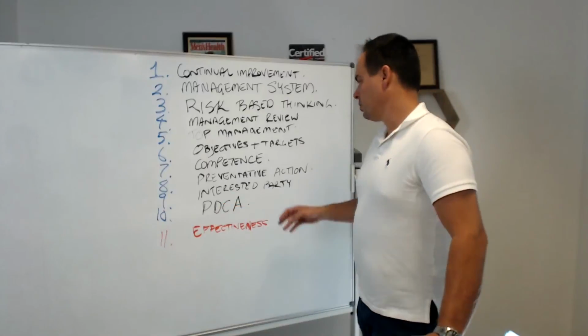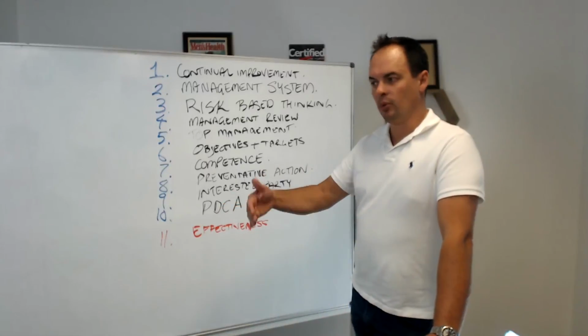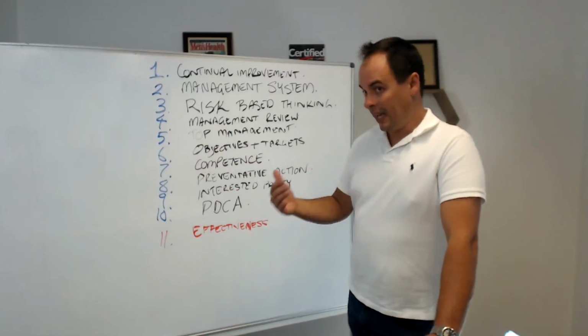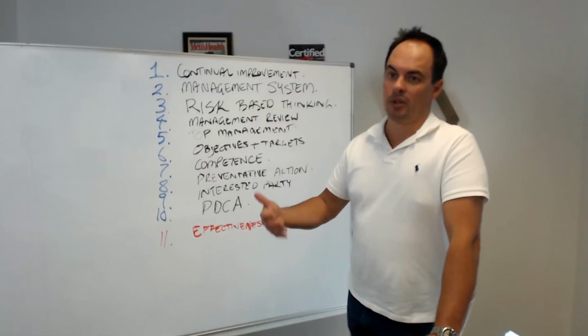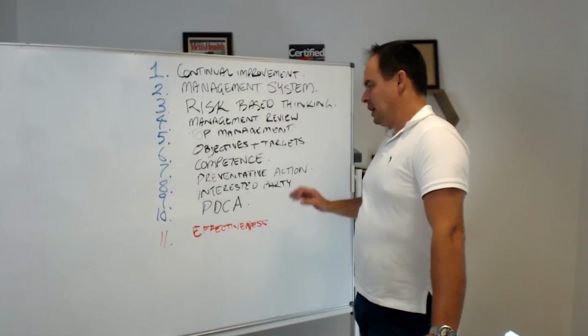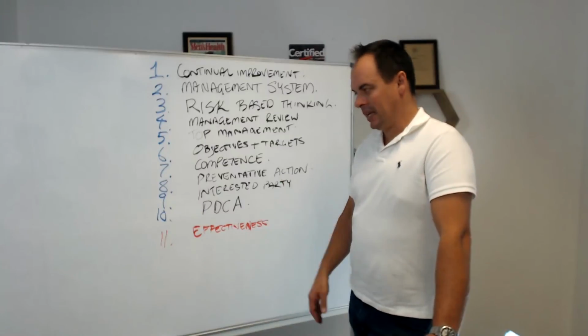What are your goals? Competence, can your people do what you need them to do? Do they actually demonstrate that? And do they do what you need them to do? Preventative action, so bad things don't happen again.